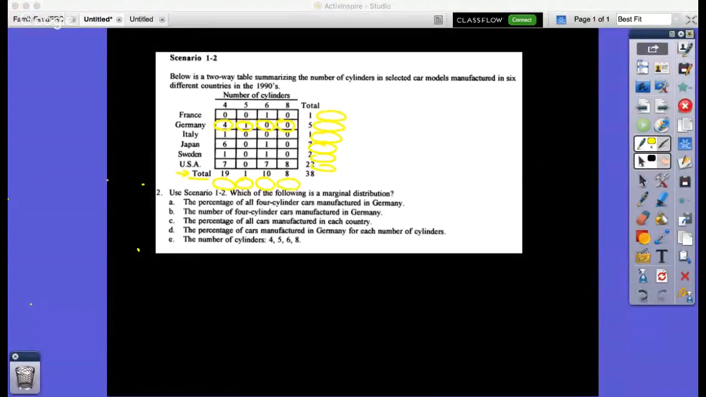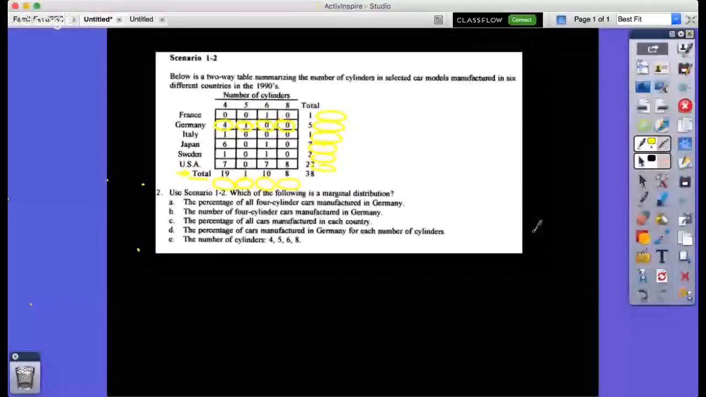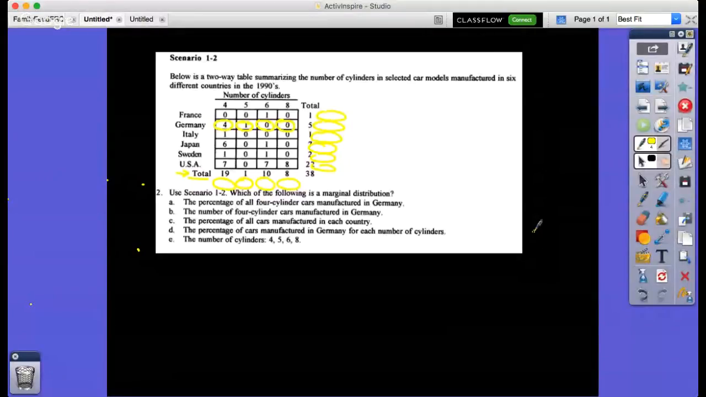The answer is actually C. Why? The percentage of all cars manufactured in each country. Wouldn't each country be a condition? Let me look over here. I'm confused on this one. All of them sound like they're the same thing. The definition I found online I didn't really like, because that more or less confused me from what I had originally thought.